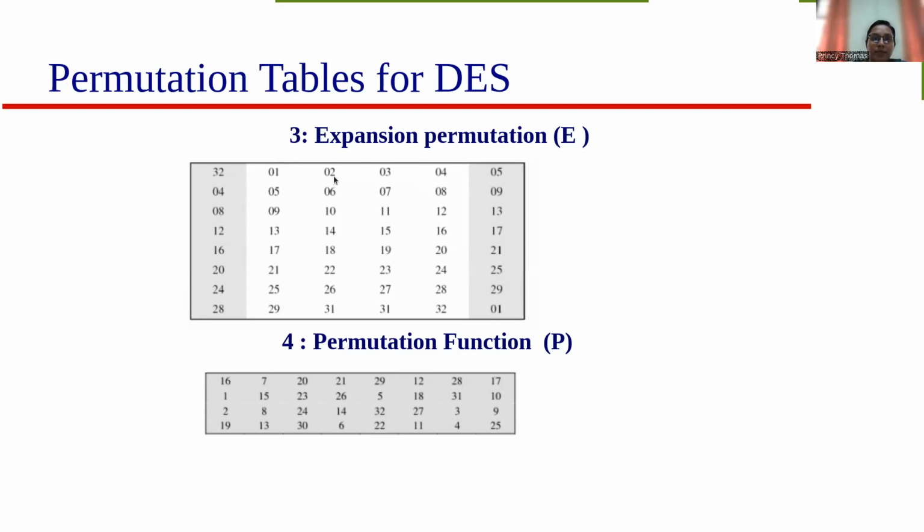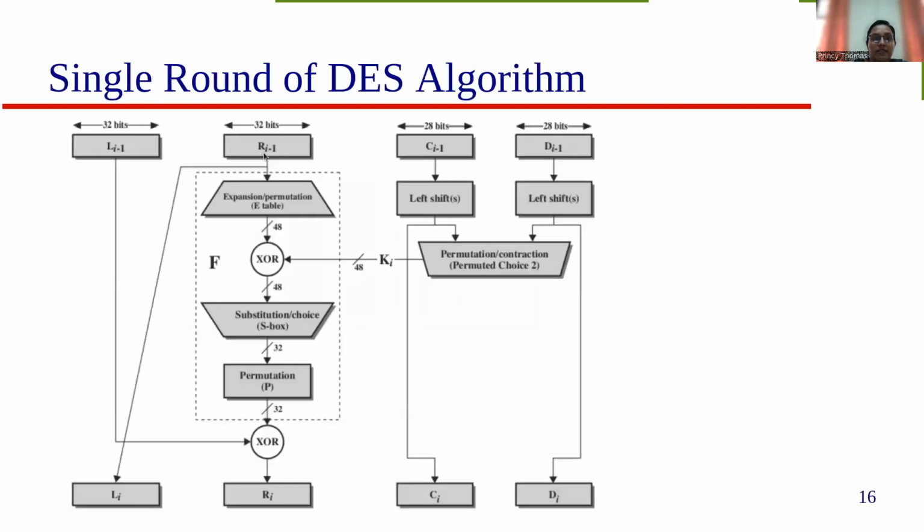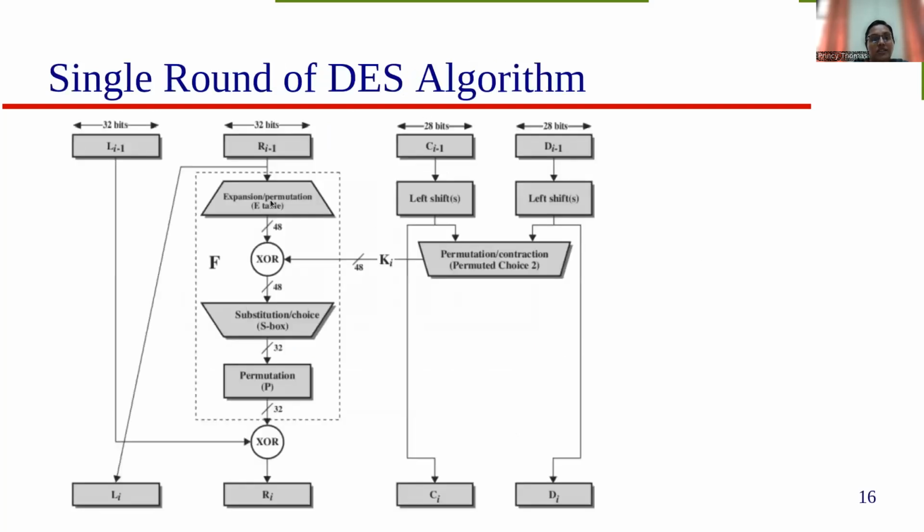So some bits are repeated twice. Okay, so that is the expansion permutation. So how you get this 48 bits from the 32 bits is shown by that table. Okay, now this permutation is after the encryption has been done using this S box.